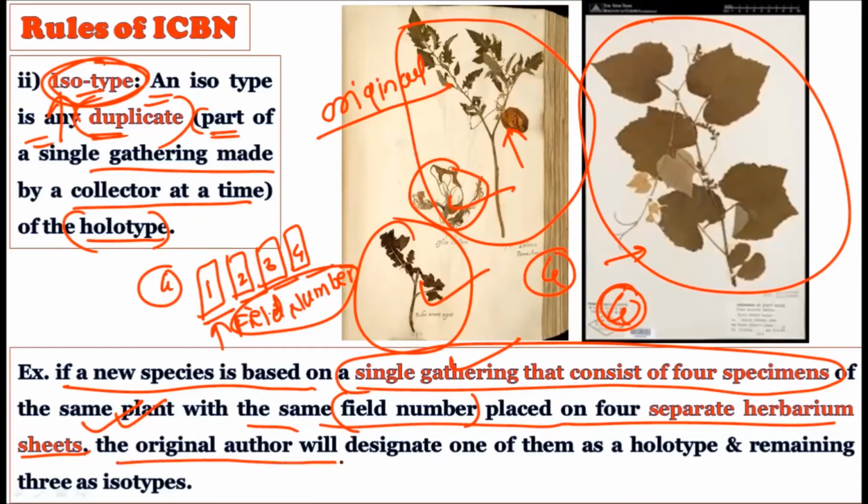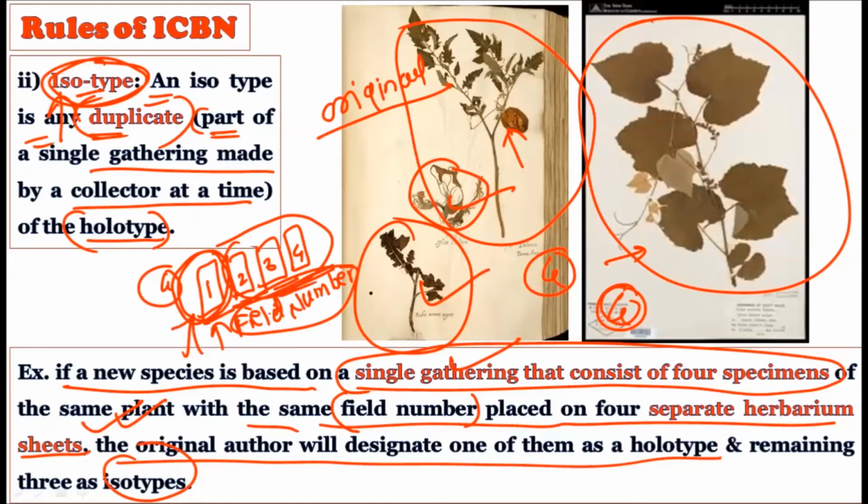The original author will designate one of them as a holotype. So whoever the original collector or author of this plant material is, he will decide one of them as the holotype. For example, he has given the first specimen as the holotype, while the remaining three, that is 2, 3, and 4, are considered isotypes. So the other three materials collected in the single gathering are considered isotypes, while the first is the holotype. This is the basic difference between the holotype and the isotype.